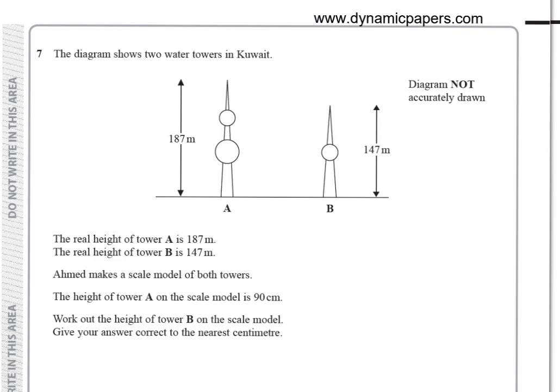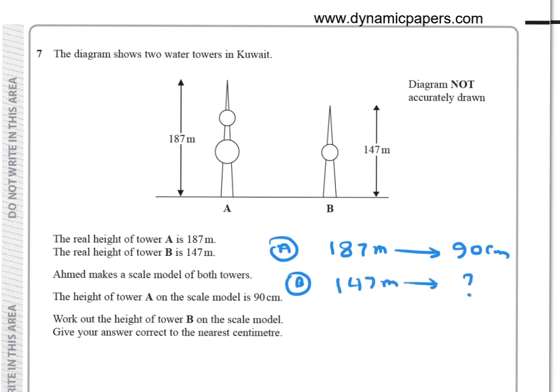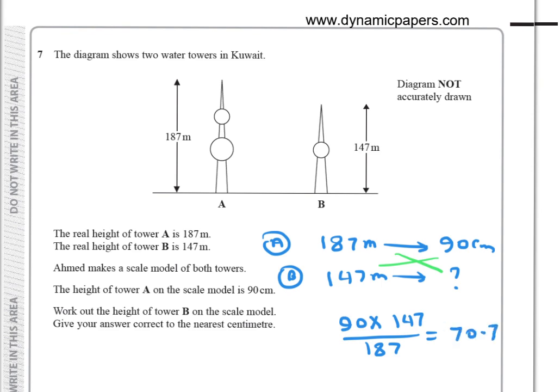Now for tower A, the real height is 187 meters and the height on the scale model is 90 centimeters. Now for tower B, the real height is 147 meters. We need to find the height on the scale model. So cross multiply, you can find the answer. So 90 times 147 divided by 187 equals 70.7. To 3 significant figures, to the nearest centimeter, 71 centimeters.